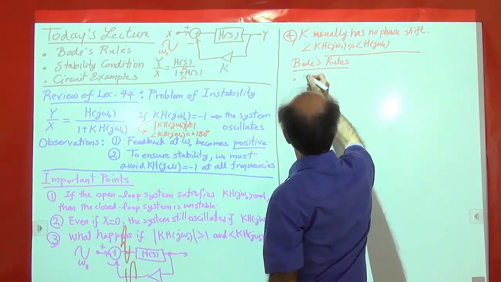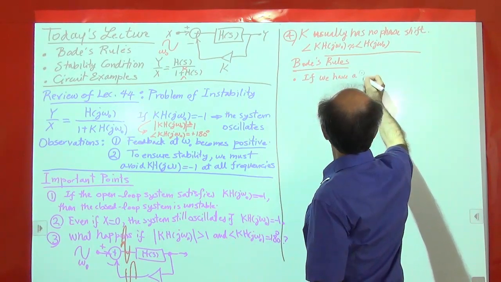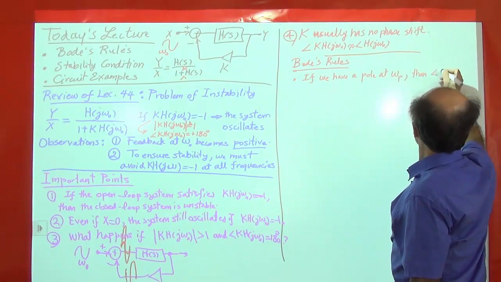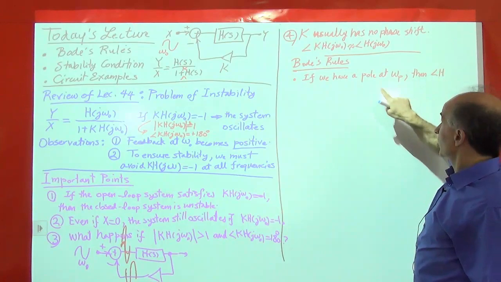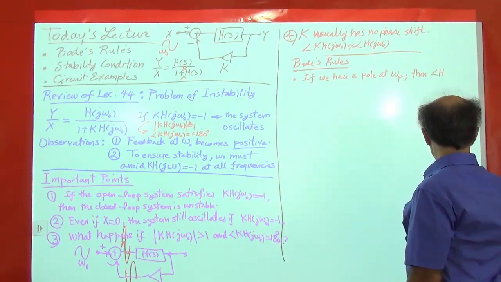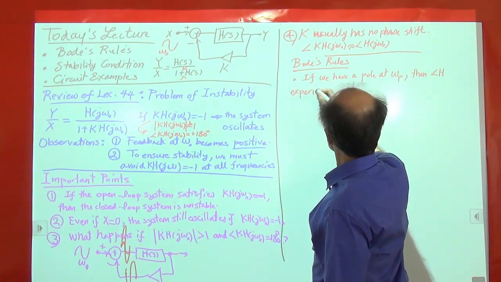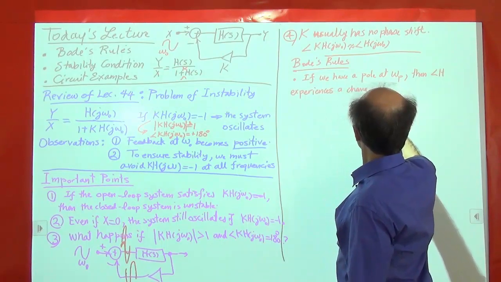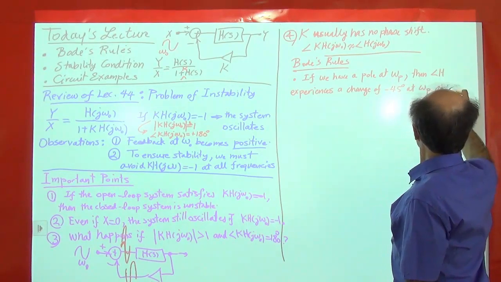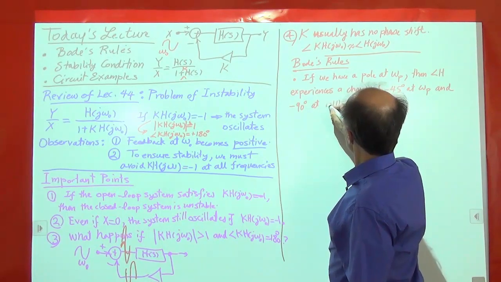So here is how it goes. It says if we have a pole at omega p, then the phase of H, where H is the transfer function and omega p is a pole of that transfer function, then the angle of H experiences a change of minus 45 degrees at omega p and minus 90 degrees at approximately 10 omega p.